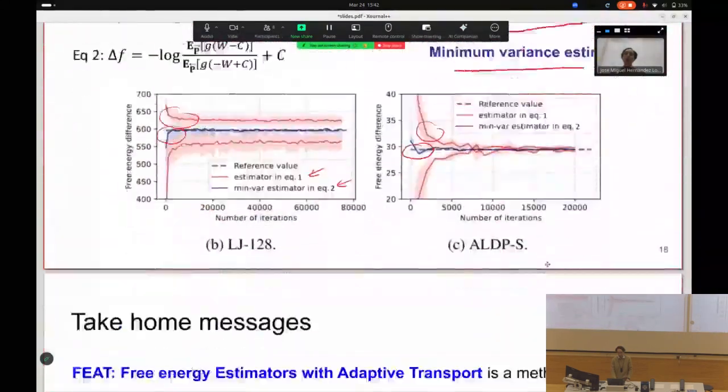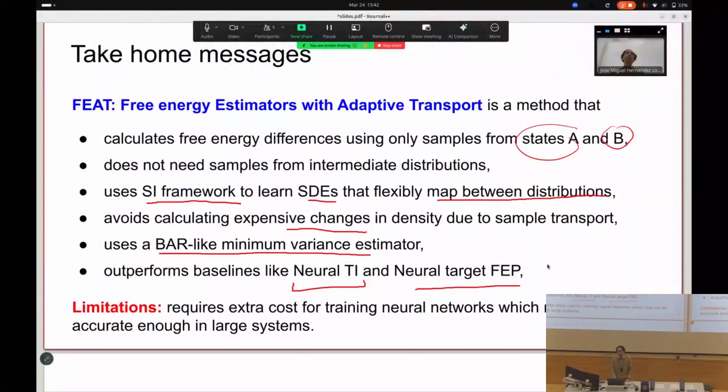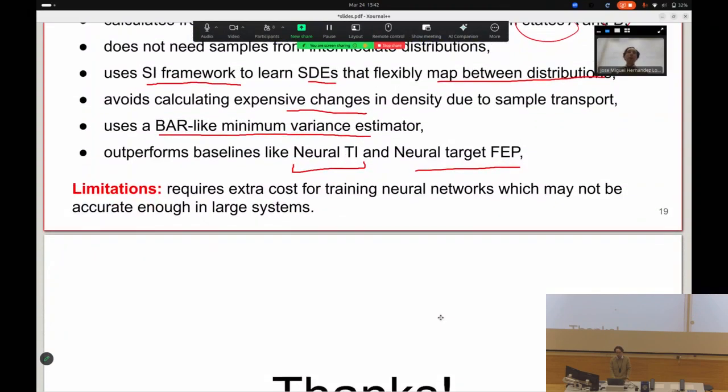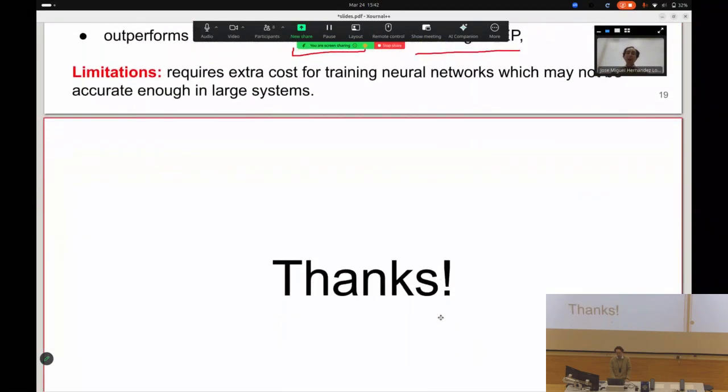Ideally, what you would like is to amortize the training of those networks. You could have problems where you need to calculate free energy differences. Instead of generating samples all the time with MBAR for those systems, maybe you could train neural networks that learn SDEs that map between the distributions and they generalize to new systems. And then in that case, you avoid training the neural networks. This is something that we didn't do, but it's something that could be some forward steps in this direction.